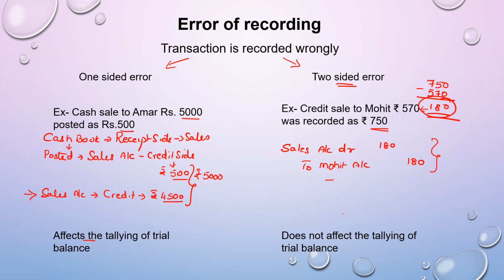And this type of two-sided error will not affect the tallying of the trial balance because both debit and credit, instead of 570, 750 has gone. So debit and credit both with 750, the trial balance shall tally. It will not lead to disagreement of the trial balance or a difference in the trial balance. So I hope error of recording is clear.